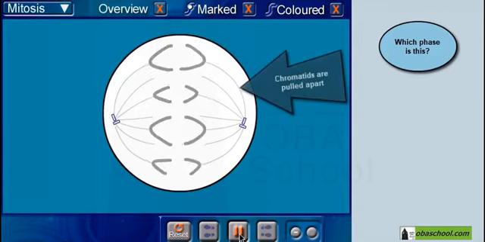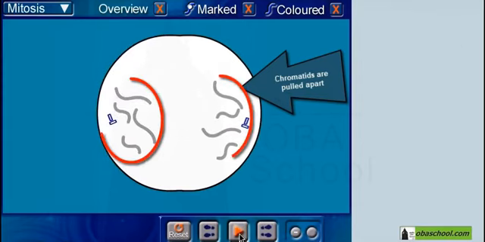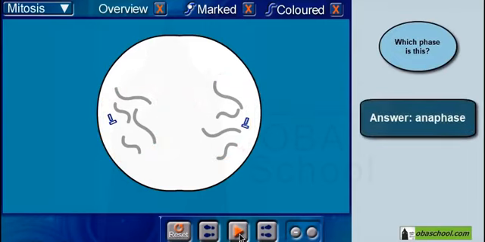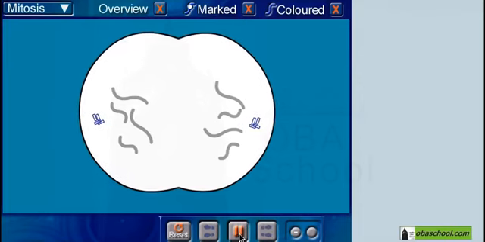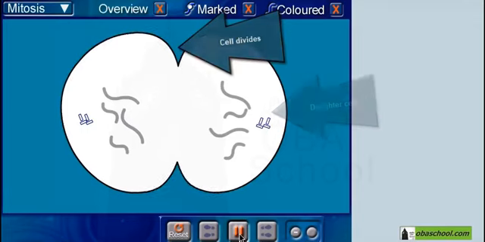Next, sister chromatids are pulled apart to the opposite poles of the cell. What is this phase of mitosis? The answer is anaphase. And finally, to finish up cellular division, the cell actually divides into two daughter cells.